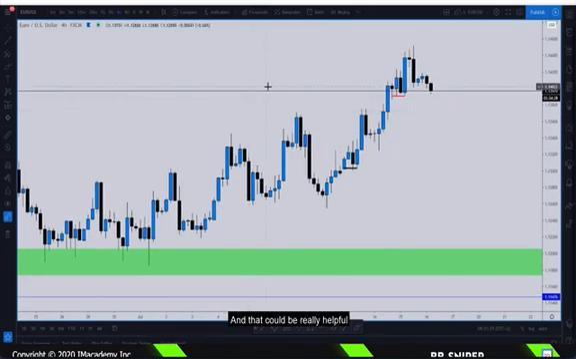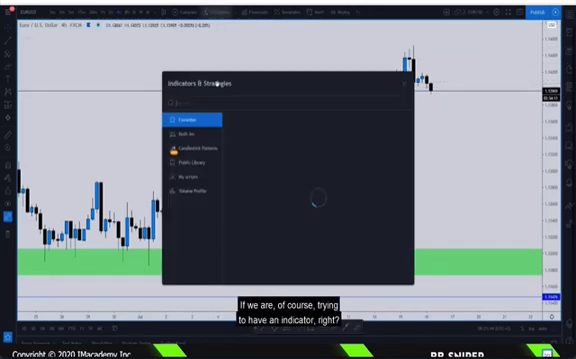And that could be really helpful because that could mean that the market could be respecting fractals, and when the fractals are broken, that could give you guys an idea where the market is going next and what the market should be doing next, right?